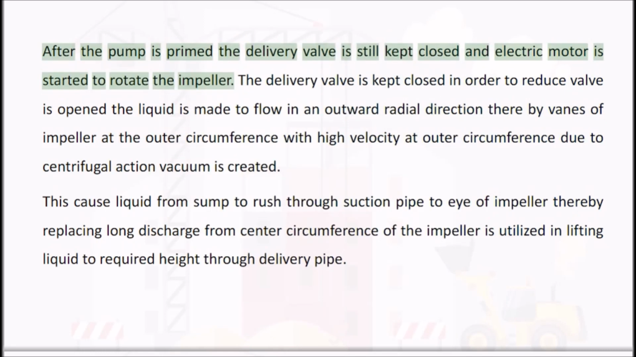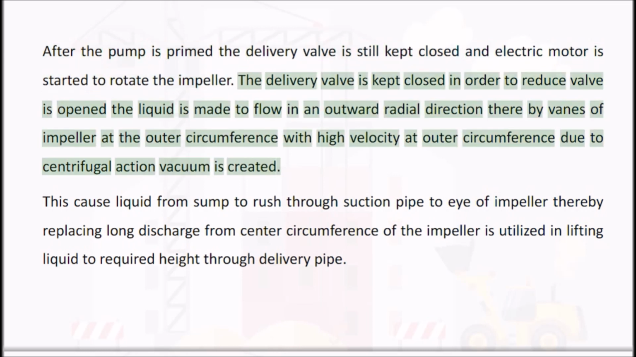After the pump is primed, the delivery valve is still kept closed and the electric motor is started to rotate the impeller. The delivery valve is kept closed in order to reduce the starting torque, until the motor reaches its full speed and then the valve is opened. The liquid is made to flow in an outward radial direction, thereby leaving the vanes of the impeller at the outer circumference with high velocity, due to centrifugal action.